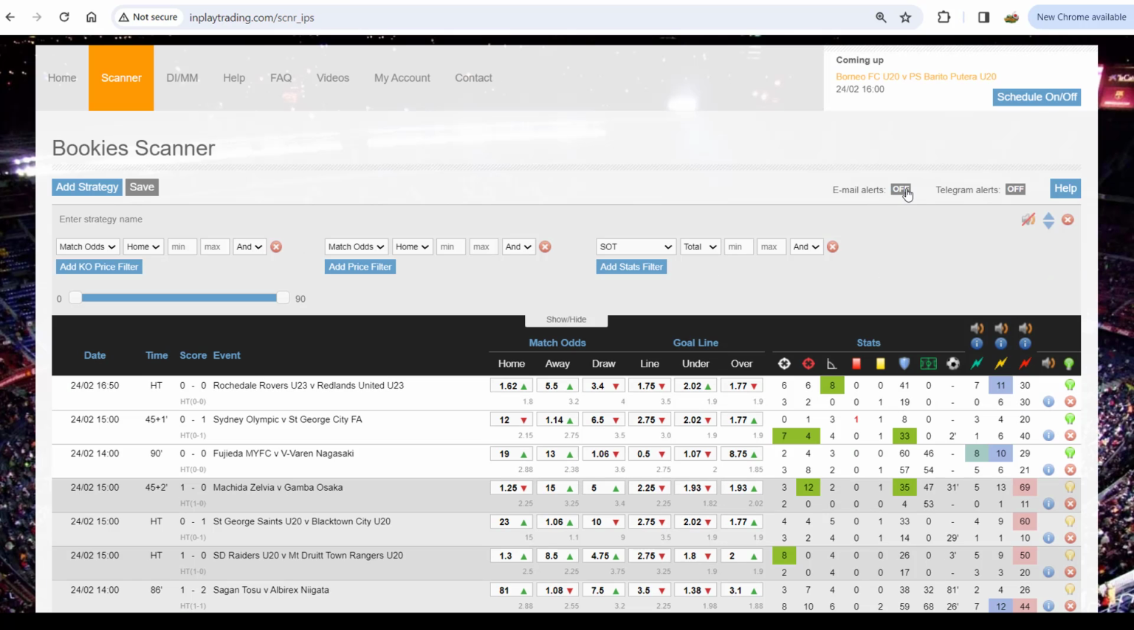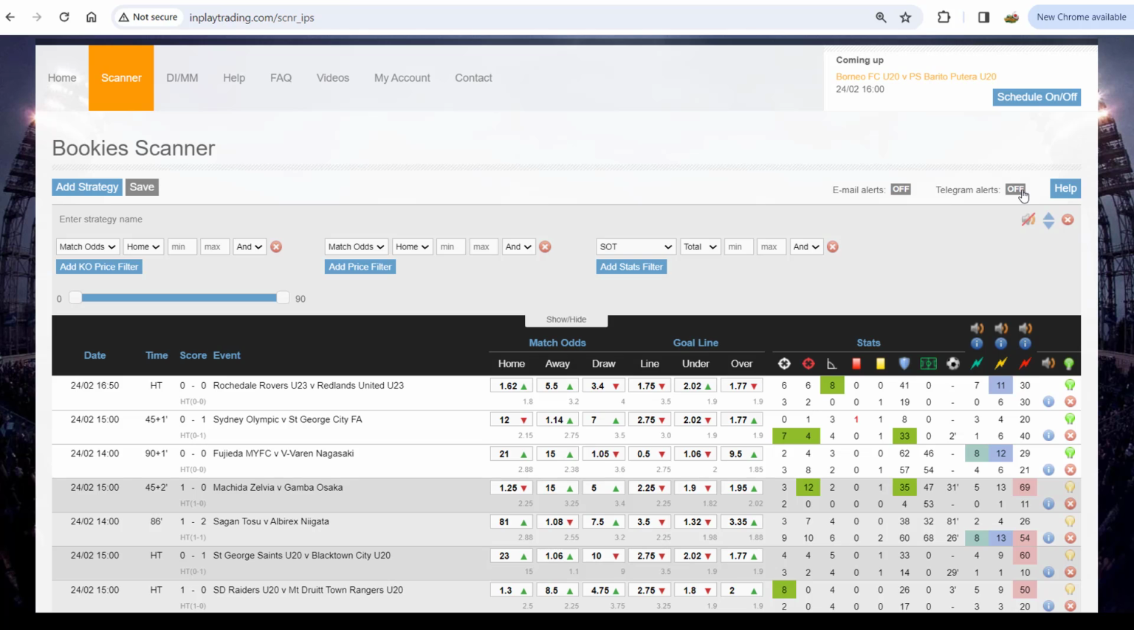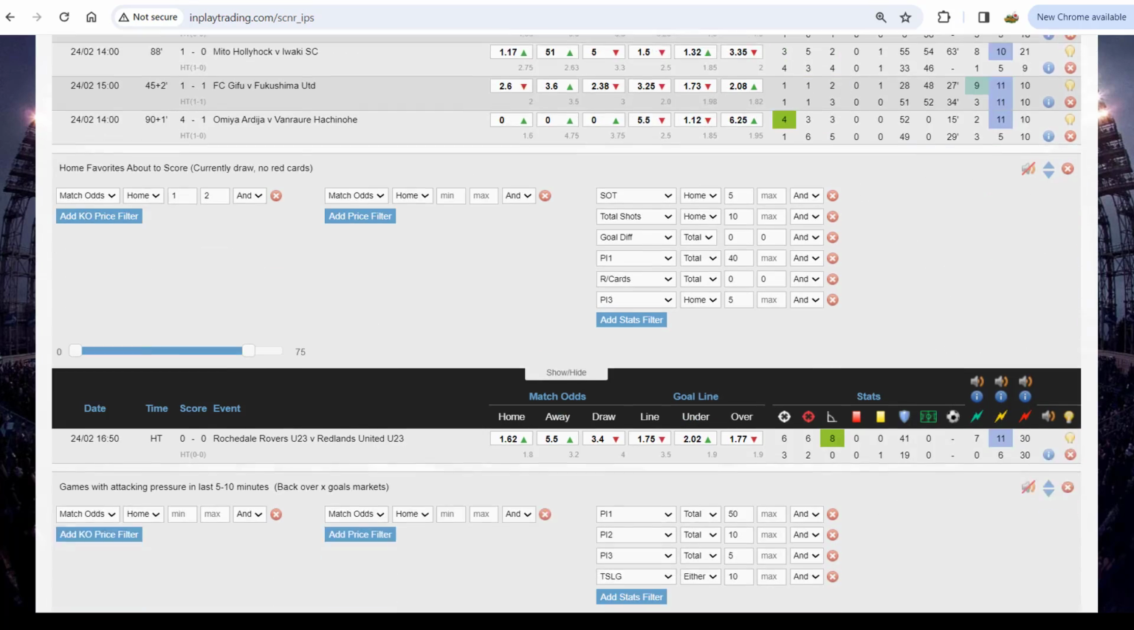If I wanted to receive email alerts, I could click on this, and then whenever a match meets my criteria, I'll get an email alert for that. Or if I have a Telegram account connected to my in-play trading account, then I can get Telegram alerts when a match meets my criteria.